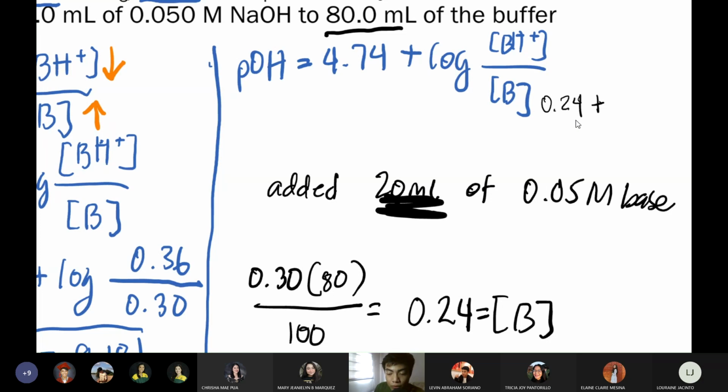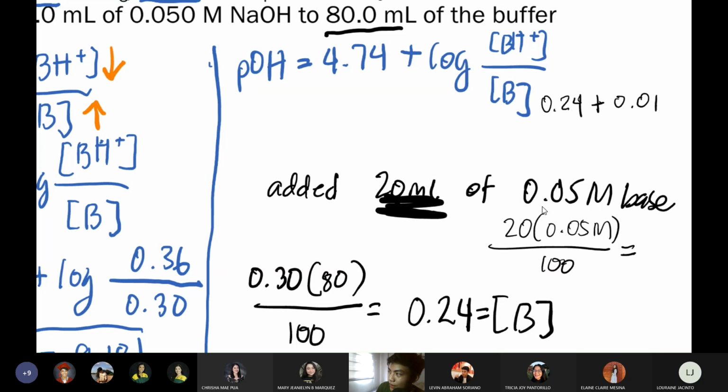So our base will now be 0.24 molar plus kung ano man itong concentration na to. Okay, so kunin natin. So we have 20 ml of 0.05 molar. Tapos nilagay yan sa 100 ml solution na. So that will be 20 ml times 0.05 molar divided by 100 ml. Puro dilution formula lang gamit ko, plus 0.01. So ito na yung additional base, no? Ito yung madadagdag sa ating existing base.